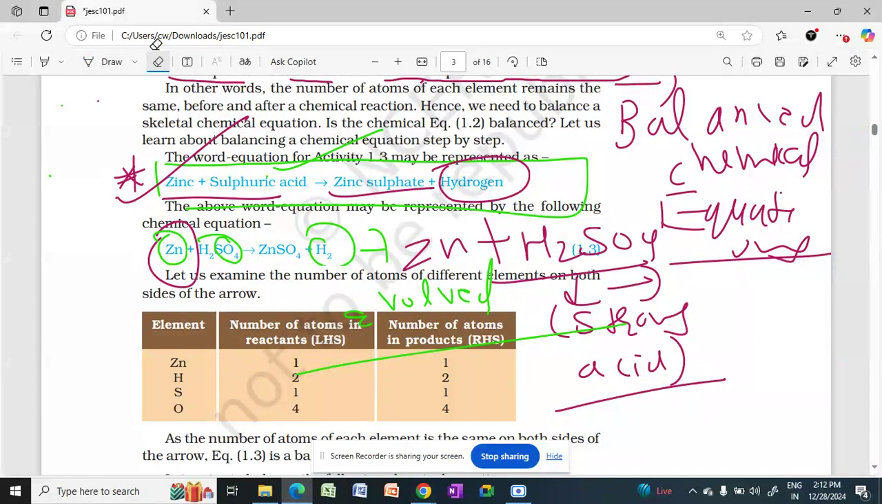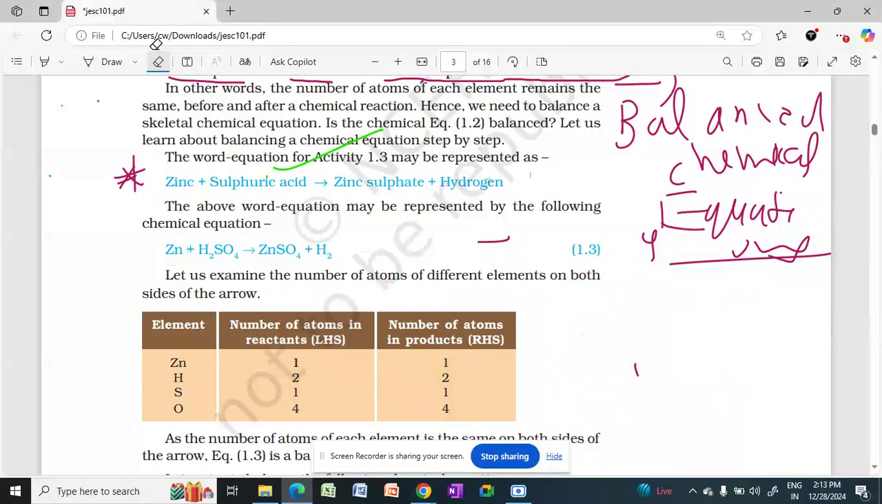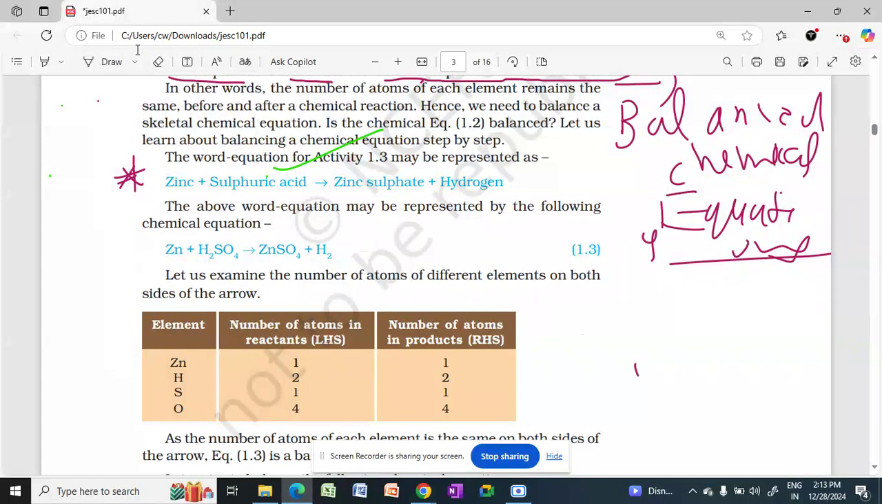H2 gas. As you can see here, this reaction is my balanced chemical equation. Why? See, tell me how many zinc are there on the reactant side, or the left hand side, and the right hand side.